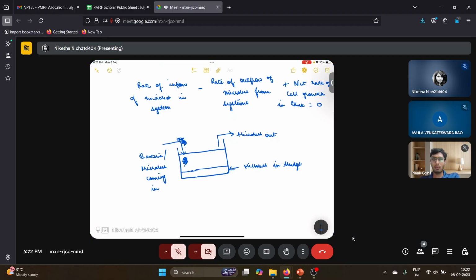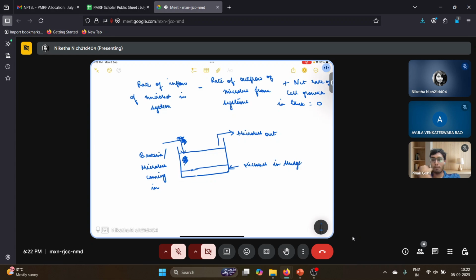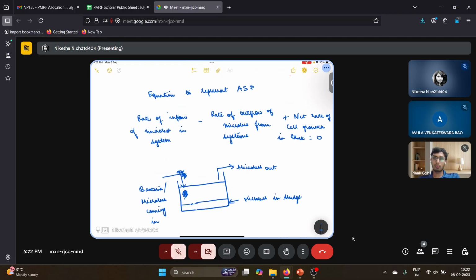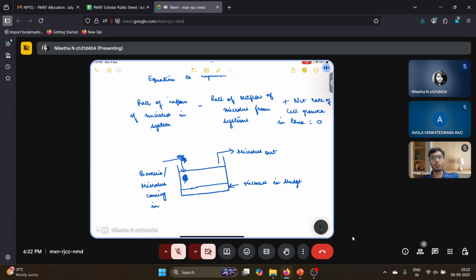Yes. Okay. So this is because whatever microbes are coming in will grow, and along with the microbes that came in and the ones growing in the tank, if these are exiting, then at any time the net concentration of microbes inside the tank will be 0. That's what this equation says: the rate at which the microbes are coming in minus the rate at which they are going out, plus the rate at which they are growing inside.